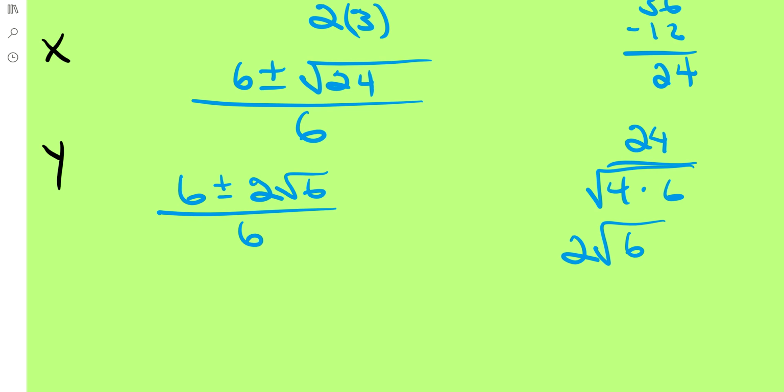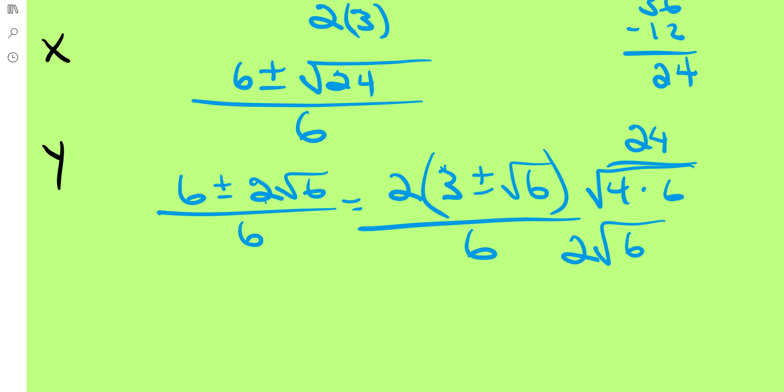And finally, how about I simplify it? Now, what I like to do is factor out the greatest common factor from the 6 and the 2, because these are factors. So in this case, in the top, I can take a 2 out. If I take a 2 out, 6 divided by 2 is 3, plus or minus square root of 6. And that will all be divided by 6.